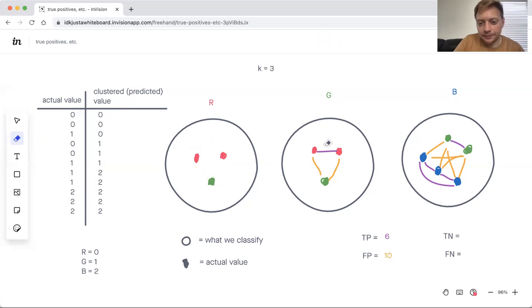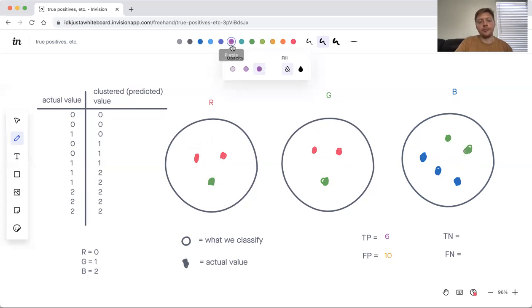Let's talk about negatives now. A negative is when our algorithm basically says, hey, these 2 points should not be together, okay? And just like positives, there's true negatives and false negatives. For example, let's take these 2 points right here.